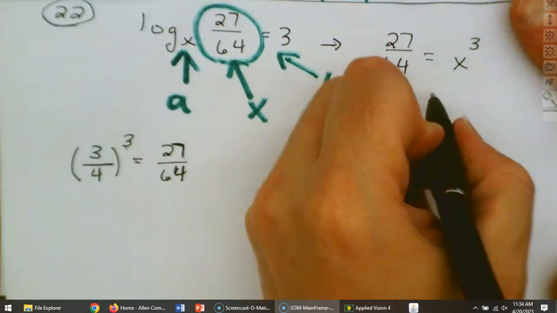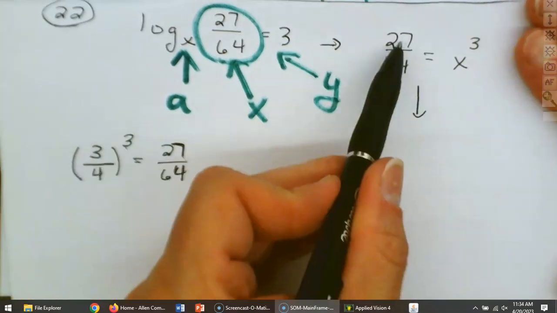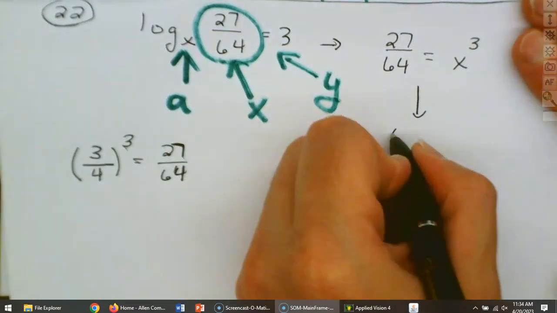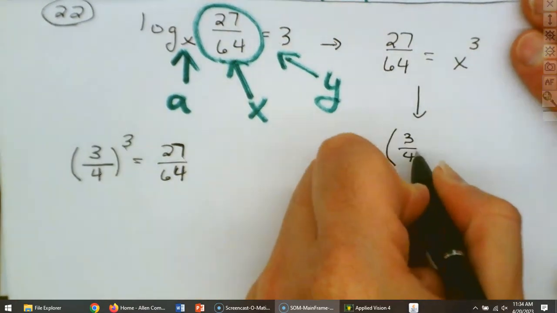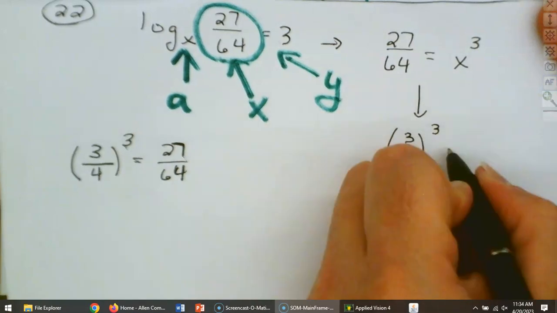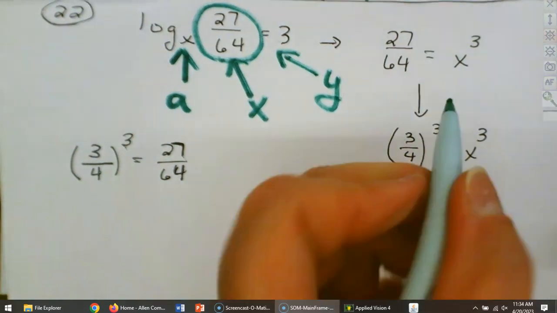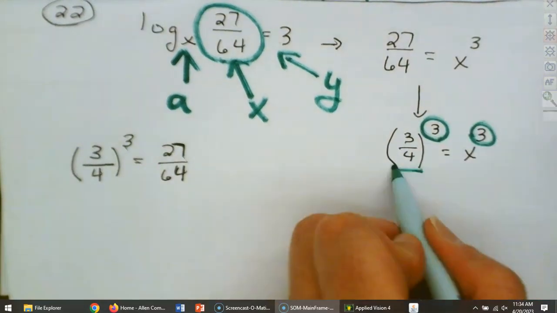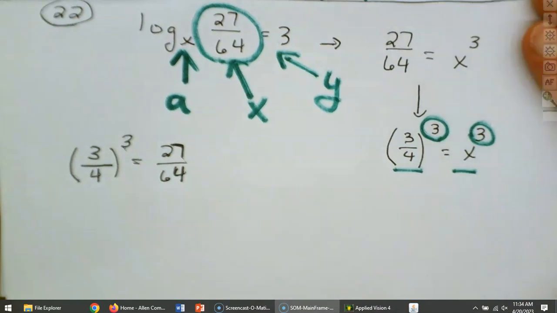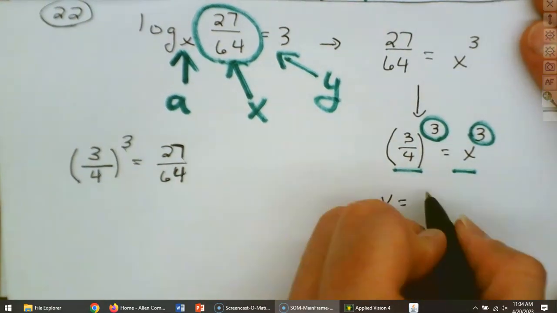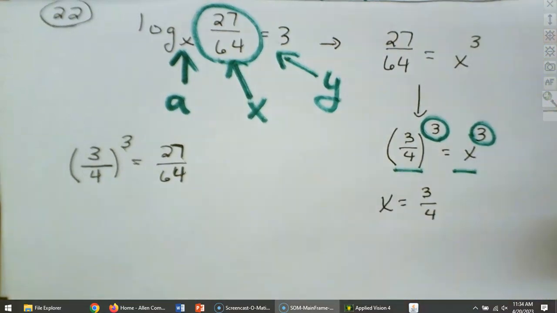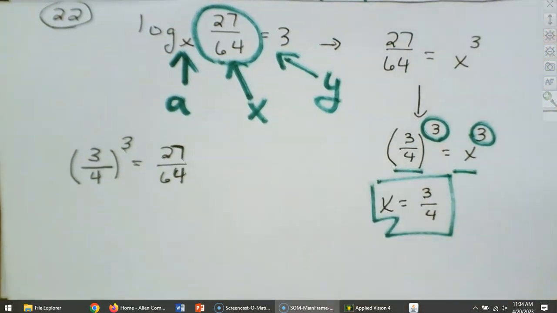So now, what can I do? Well, I can now rewrite this 27 over 64. I can rewrite that as 3/4 to the third power equals x to the third power. So I'm okay with that. Now, what do we know? These exponents are the same. So that means the bases must also be the same. So that tells me that x is what? X is 3/4. And that's it. Just use your conversion factor there.